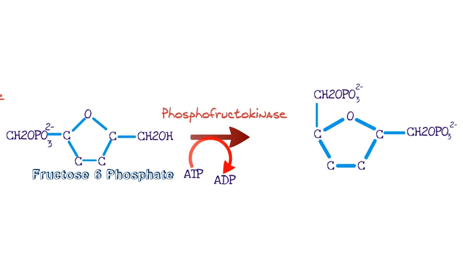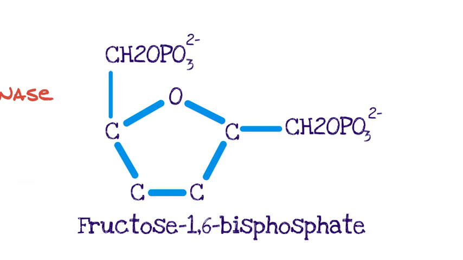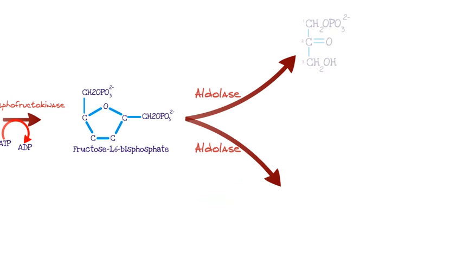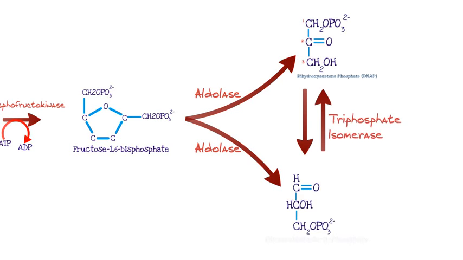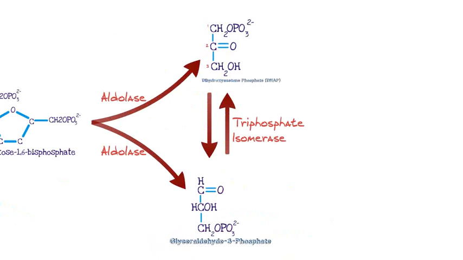Do you want to guess what this is called? Well, it's called fructose 1,6-bisphosphate. It's a fructose molecule with a phosphate group at the 1st carbon and a phosphate group at the 6th carbon. Now, fructose 1,6-bisphosphate undergoes a complicated step. You can see it's a 6-carbon molecule here, but under the reaction of aldolase, it becomes cut into 2 3-carbon molecules. It can either become dihydroxyacetone phosphate, or it can become glyceraldehyde 3-phosphate. Glyceraldehyde 3-phosphate and dihydroxyacetone phosphate are isomers of one another.